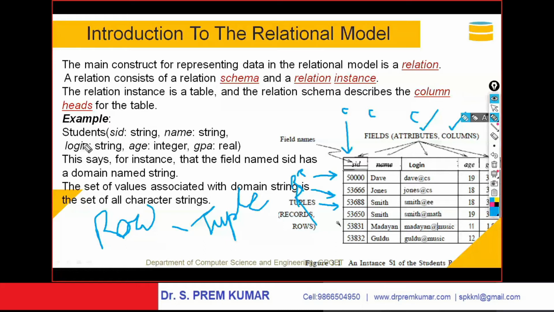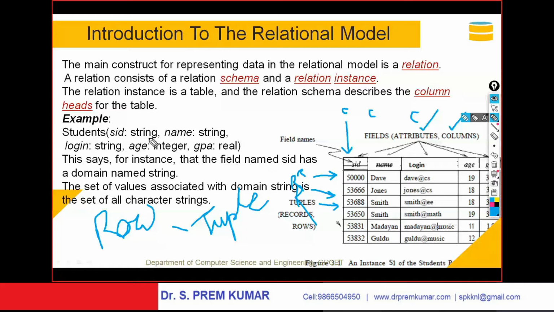The name of the relation is Student. It contains, observe this line, Student ID of string type. Student ID is of string type. It is not numeric. For example, take your roll number. It is a combination of alphabets and numbers, and hence Student ID is of string type. Name is of string type.